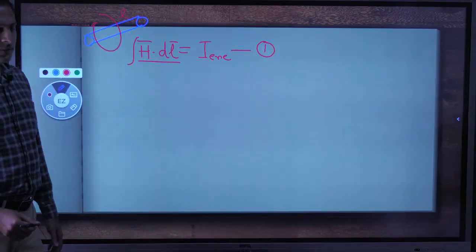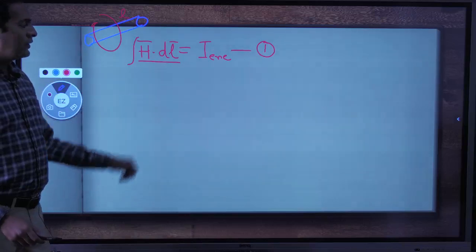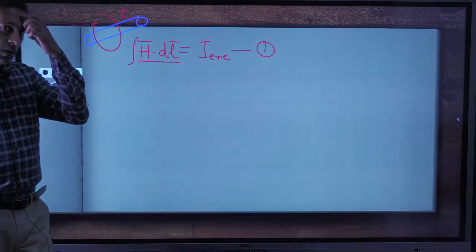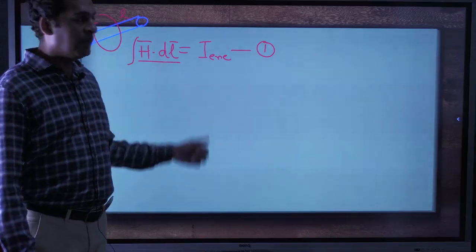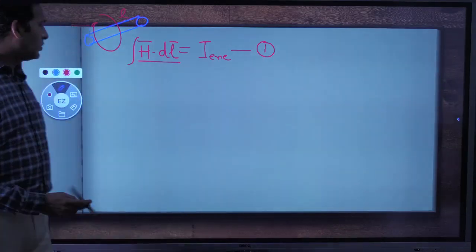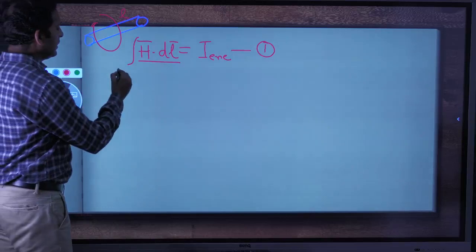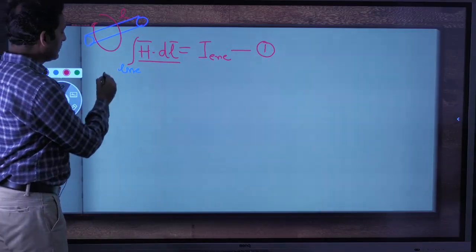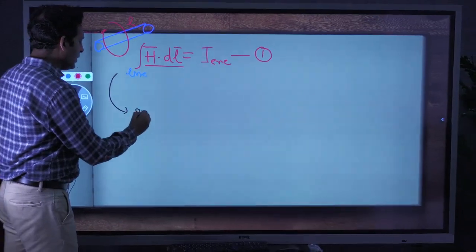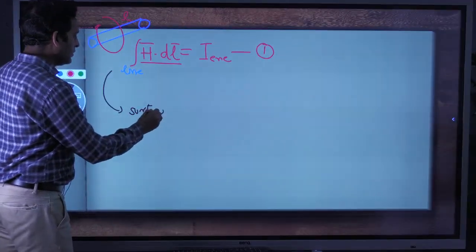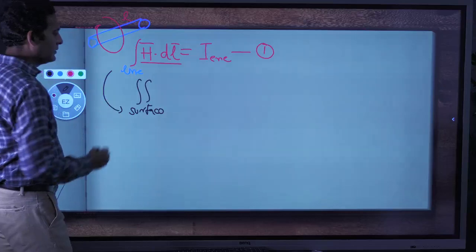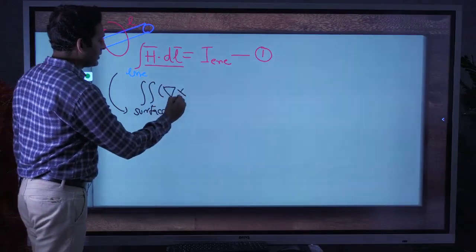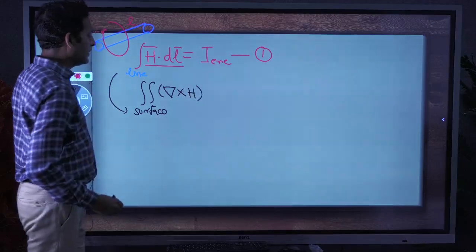Now let us explore it in point form. This is a dot product for a line, a line integral. For this equation we will apply Stokes theorem, which converts the line integral into a surface integral, and H will be taken as the cross product, del cross H.